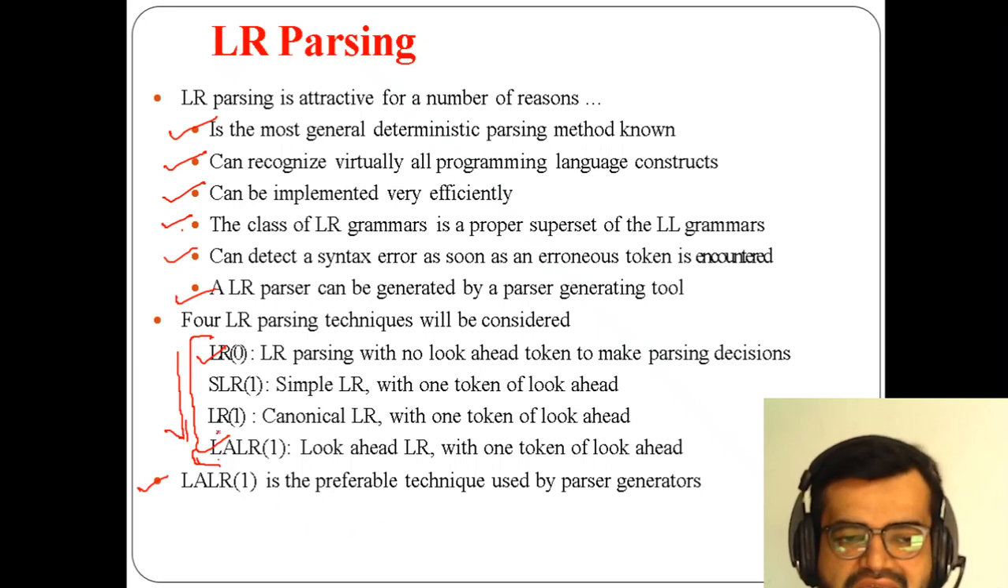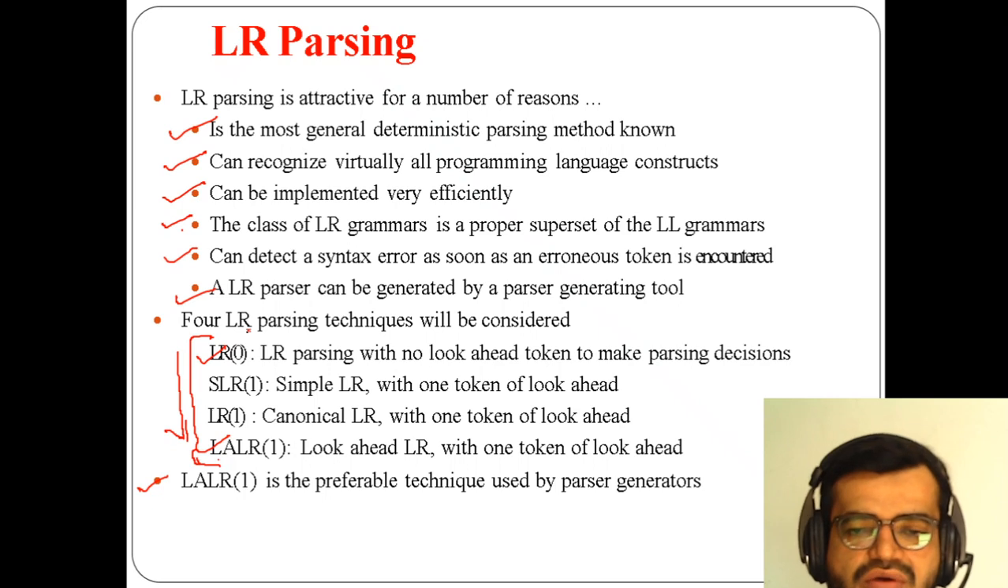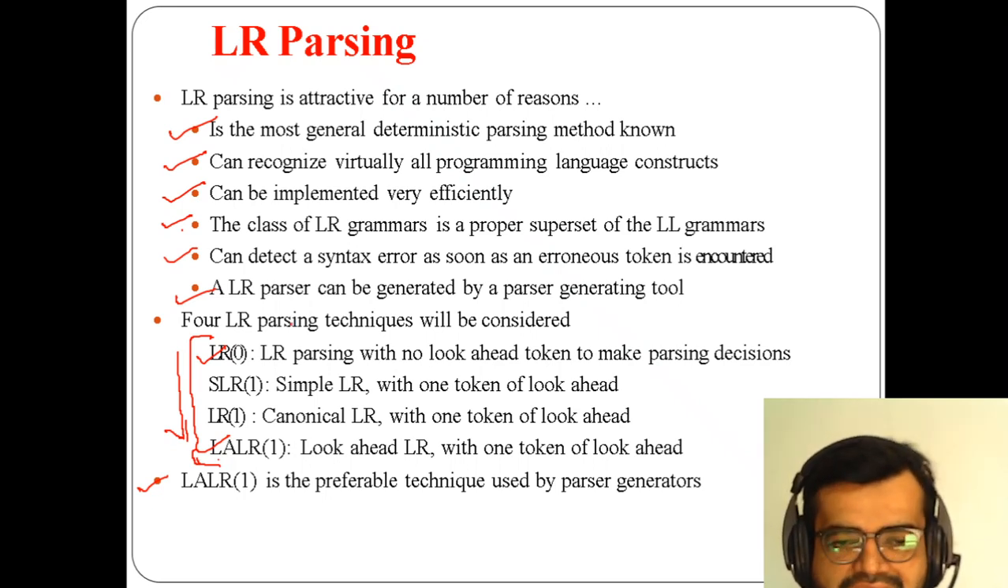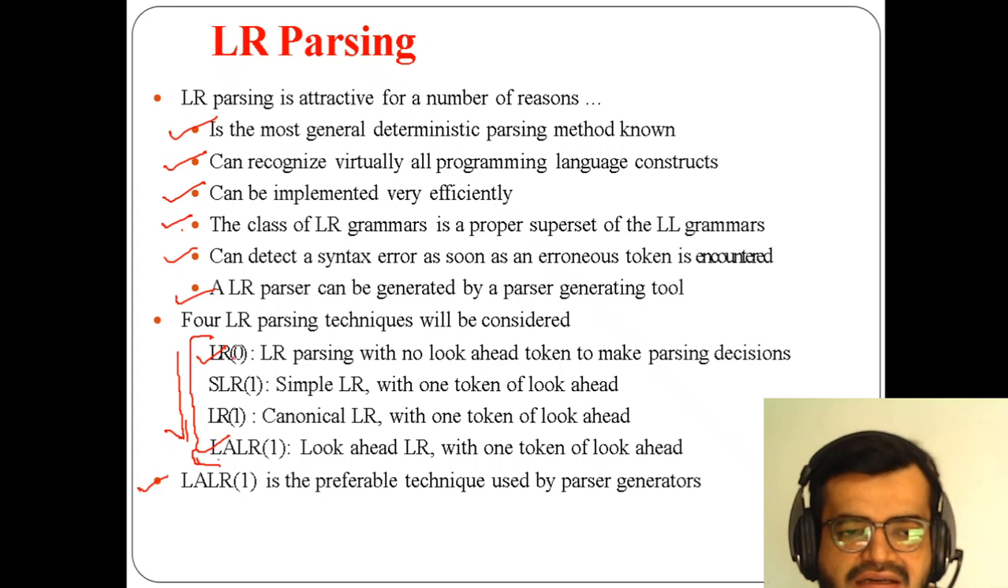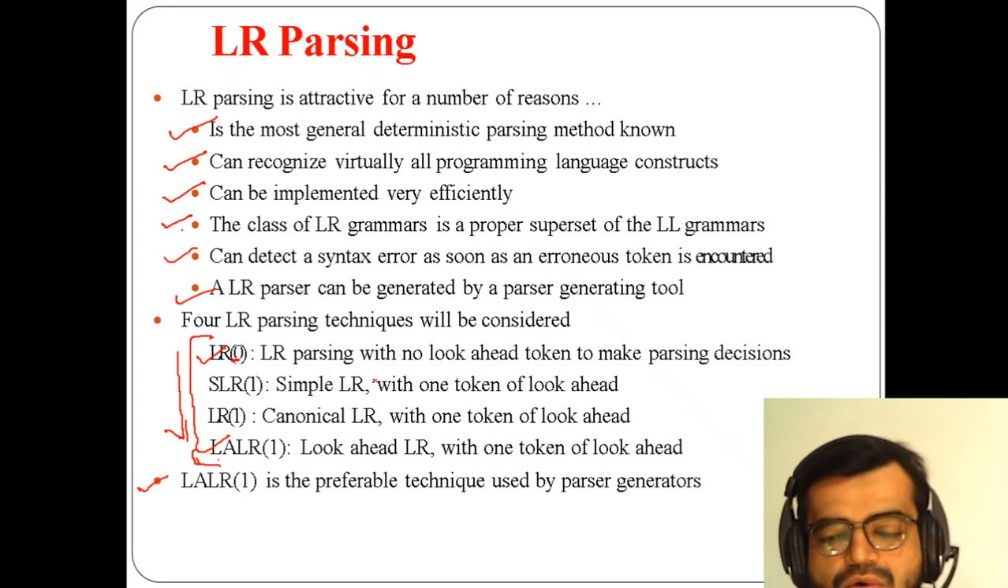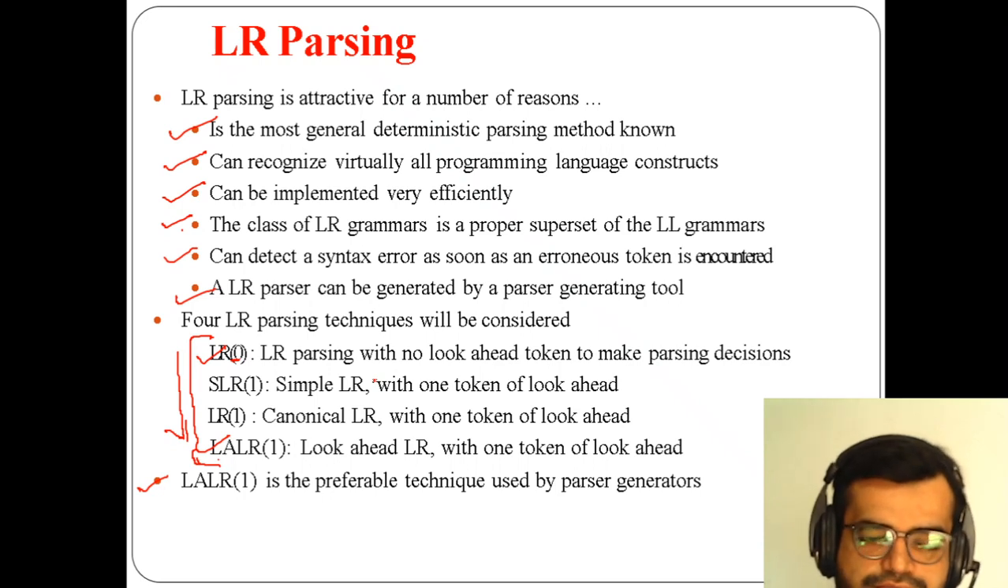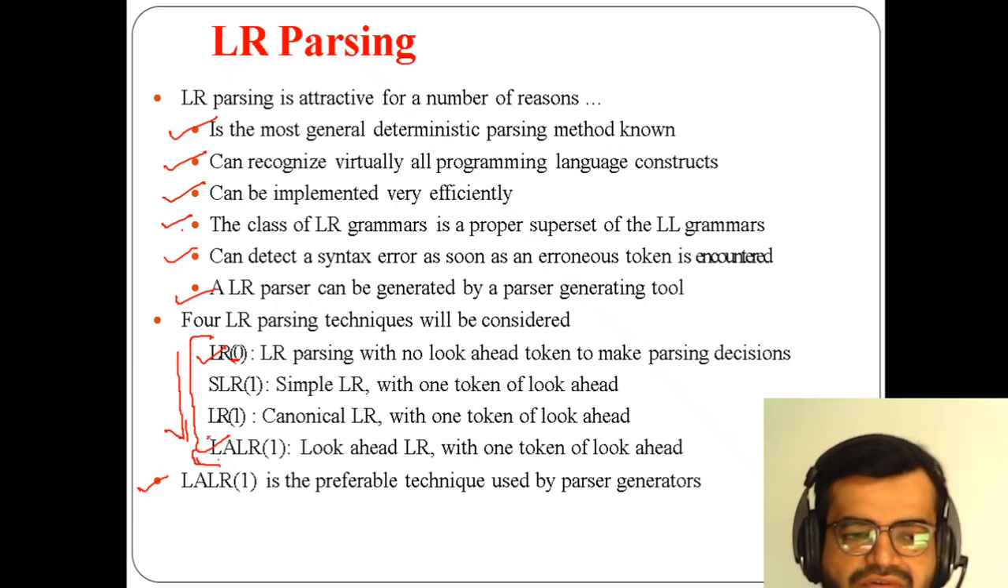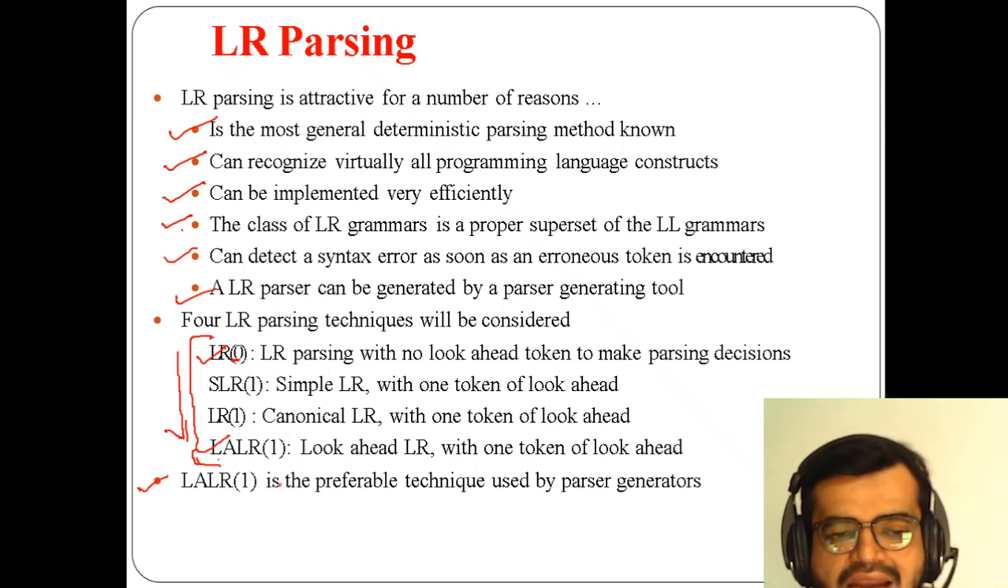Now what do LR(0) and SLR use? LR(0) is simple in that it doesn't contain any look-ahead token. That is why it is represented as LR(0). Whereas if you go with simple LR, that is SLR, it uses one token of look-ahead. That means it uses a single token for deciding how the parsing has to be performed. Similarly, LR(1) represents canonical LR, which uses one token of look-ahead, and the last one is look-ahead LR, which again uses one token of look-ahead.